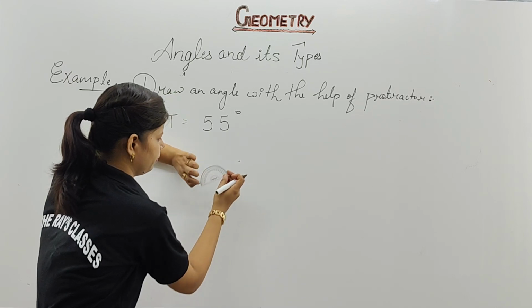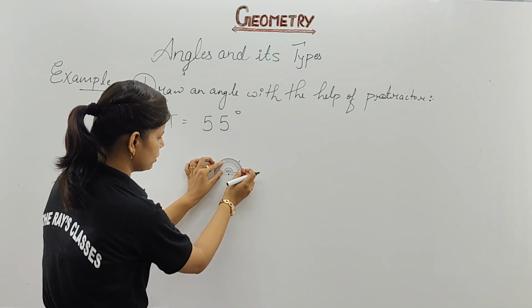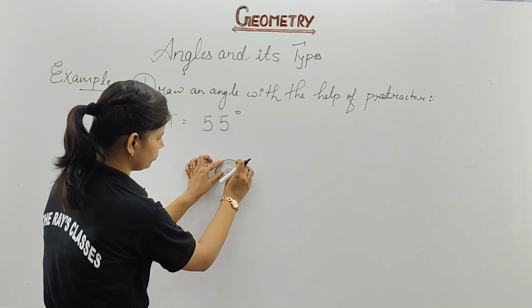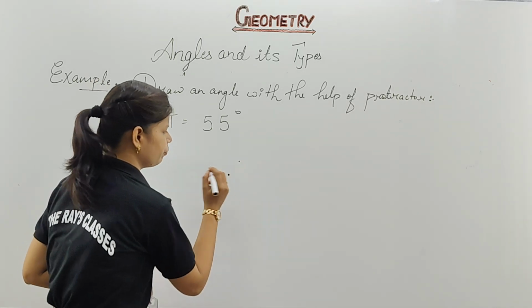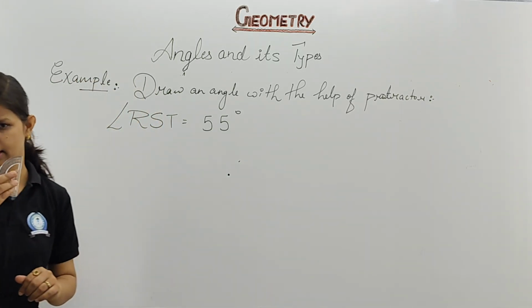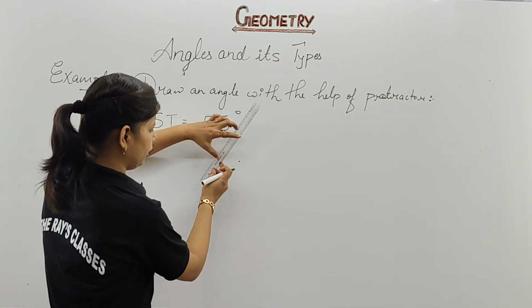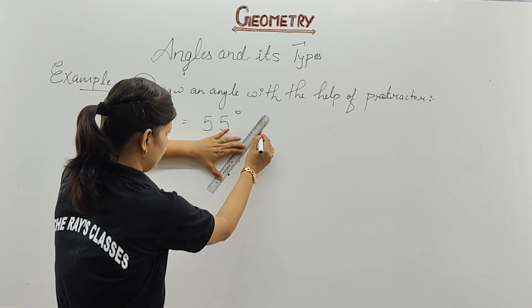Now I have marked it. Understood? When I fix it like this, this is your 0 point. This will be your 60. This point is your 55. Now I am removing my protractor from there, and with the help of a scale we are going to join it. First, I draw this line like this.